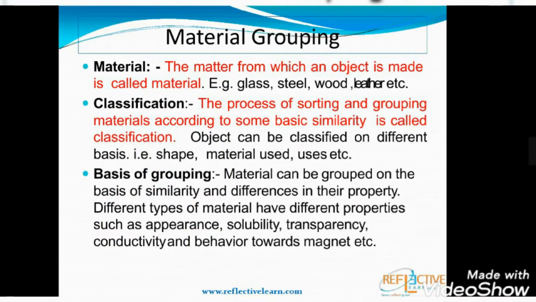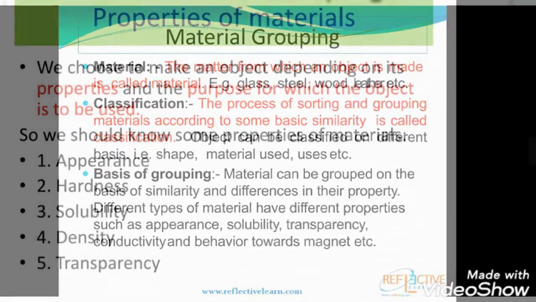The matter from which an object is made is called material. And the process of sorting and grouping material according to some basic similarities is called classification. So when the objects are sorted according to some similarities, it is called classification.